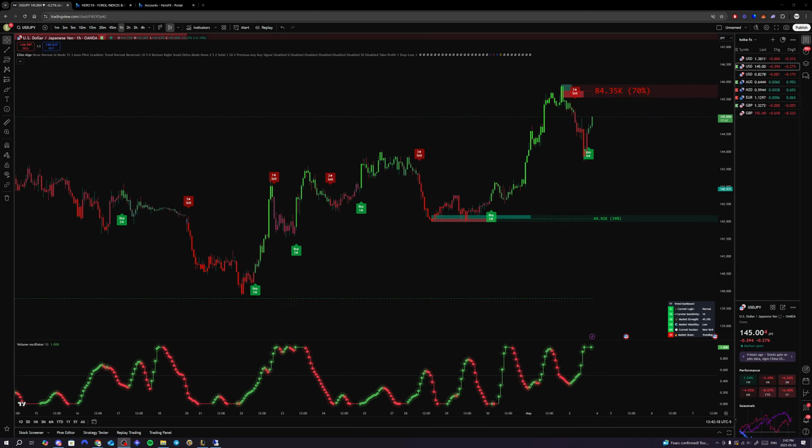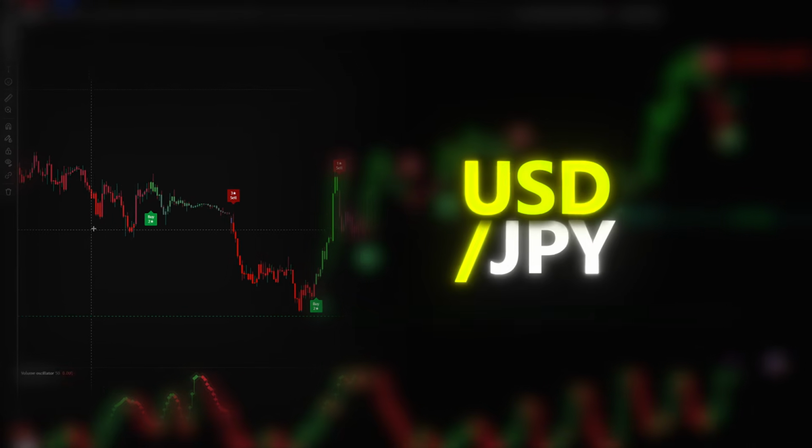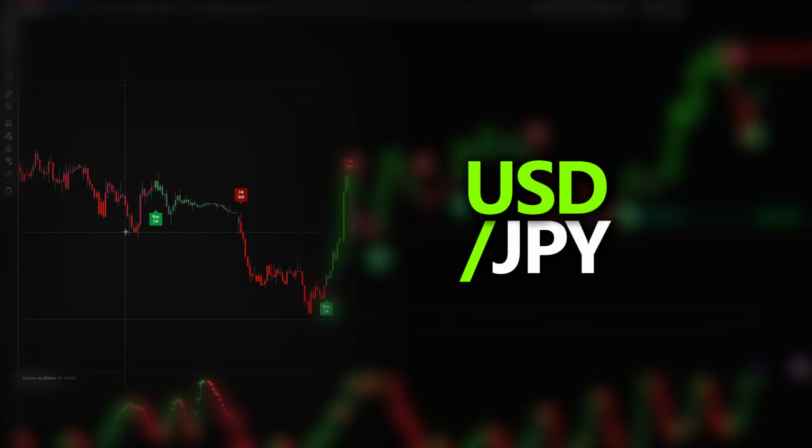Okay, so the first thing we need to do is go ahead and adjust the settings of the Elite Algo toolkit to be the best, most optimized version of itself for the asset that you're looking to trade. So right now we are looking at USD JPY. This is the asset I'm looking to trade.